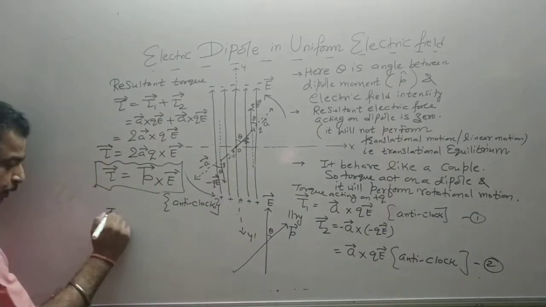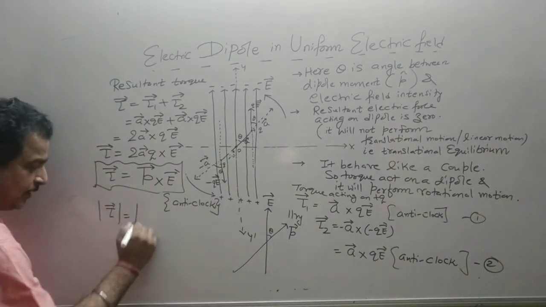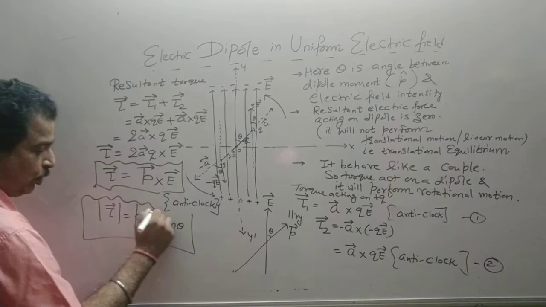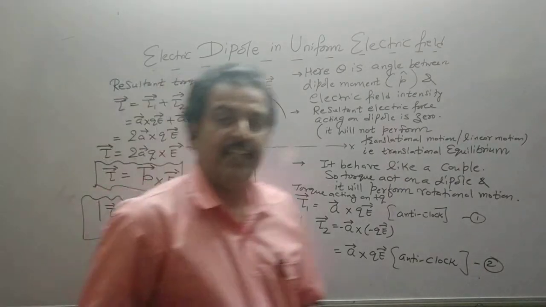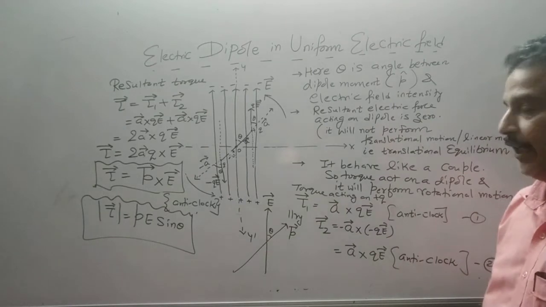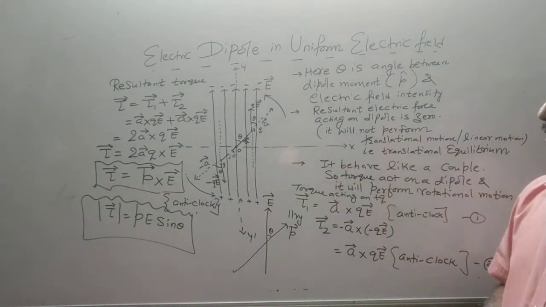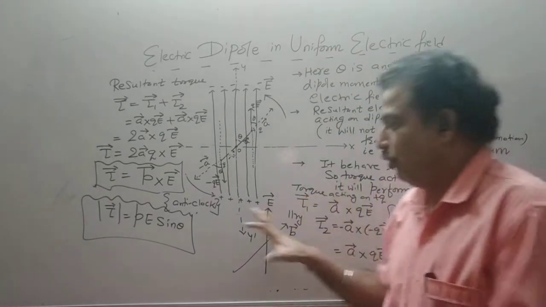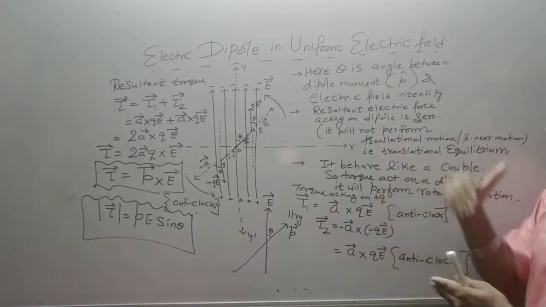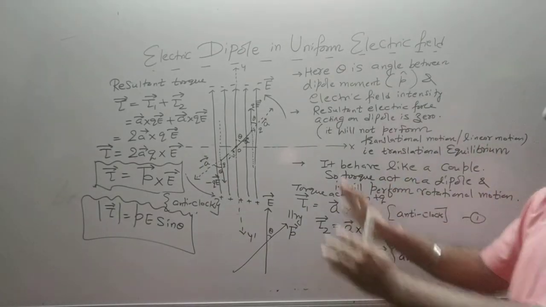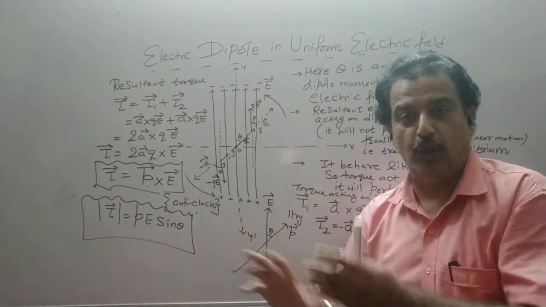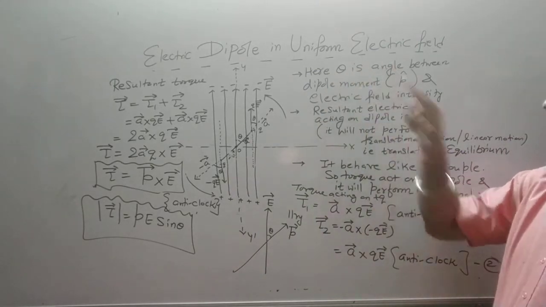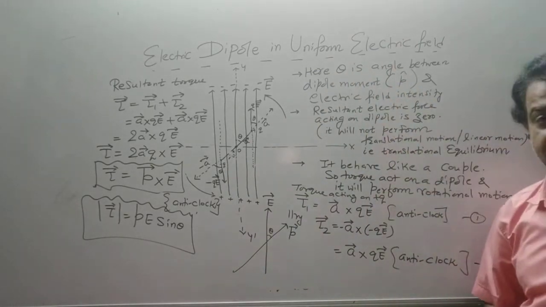In terms of magnitude, tau can be written as PE sin theta. So the torque magnitude acting on the dipole is PE sin theta. So this is the behavior of an electric dipole in uniform electric field. Let us revise this. The first thing is, a dipole is placed in uniform electric field. The dipole should be placed in such a way that there is an angle theta between the dipole moment and electric field intensity.